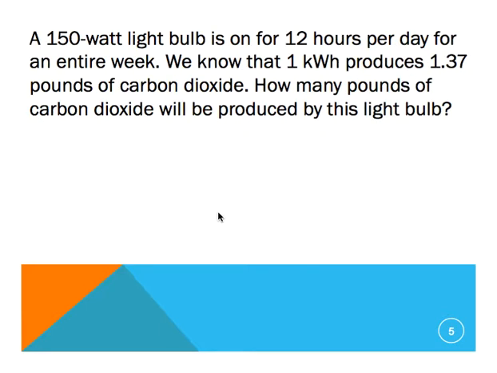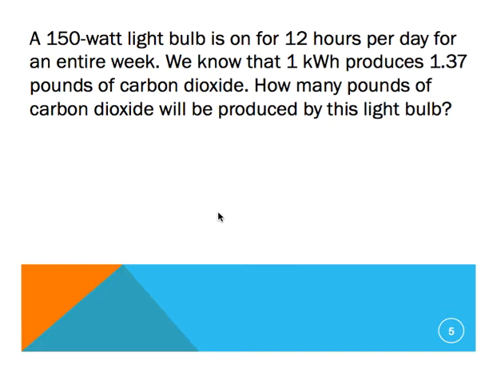Okay, one more CO2 one with a different setup. This one says we have a 150 watt light bulb and it is on for 12 hours a day for an entire week. And we do know that 1 kilowatt hour produces 1.37 pounds of CO2, and we want to know how many pounds of CO2 are going to be produced by this light bulb.